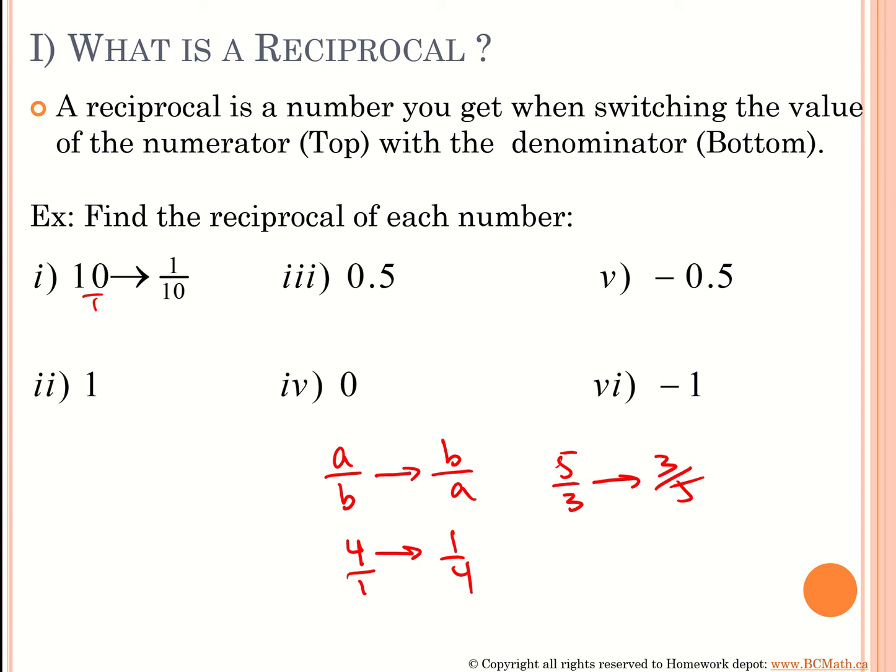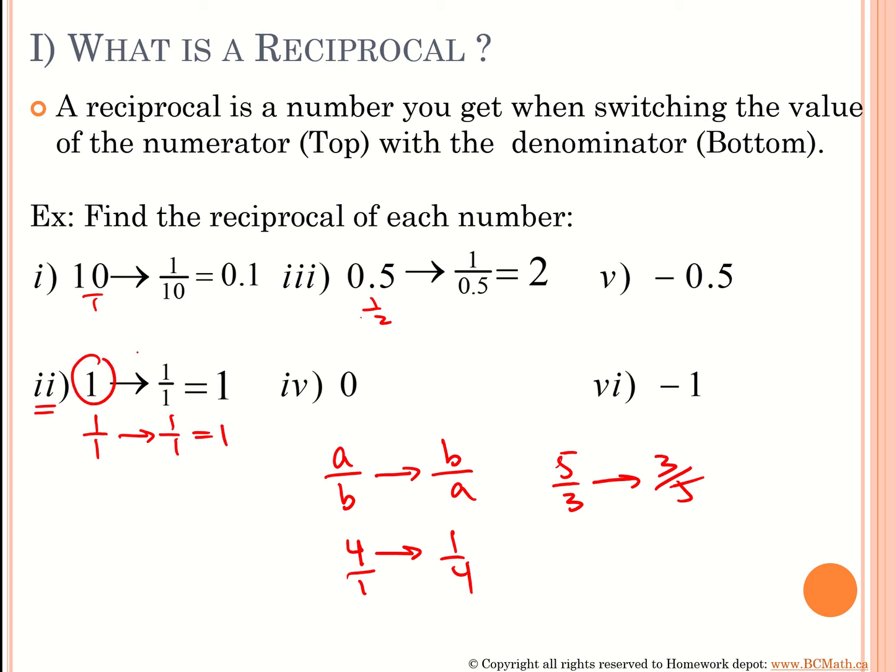Next one's half, 0.5. Half is like 1 over 2, so the reciprocal of 1 over 2 just becomes 2 over 1. So the reciprocal of half is 2. And if you look at 1, it's like 1 over 1. You do the reciprocal, it stays as 1 over 1. So the reciprocal of 1 stays the same. Let's write this down. Now the 10, on the other hand, became smaller, like 0.1. So a big number like 10 becomes smaller, and a small number like half becomes bigger.